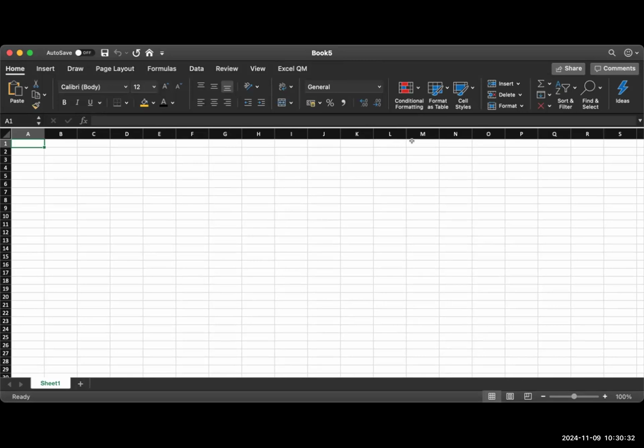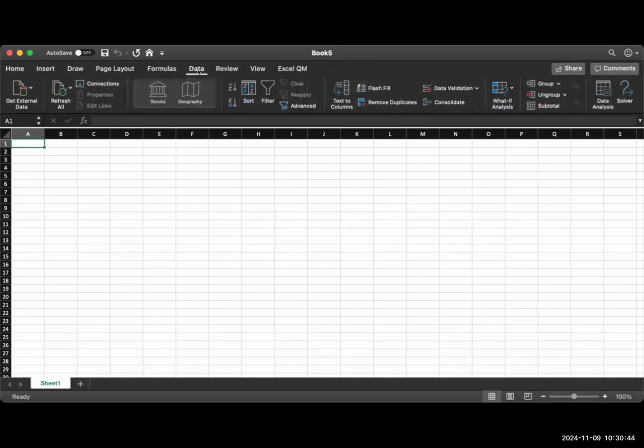Ang Excel kasi meron siyang built-in solver. Okay, so for QM, kung pupunta ka doon sa data, meron ka makikita ditong solver. I'll just share my entire screen.